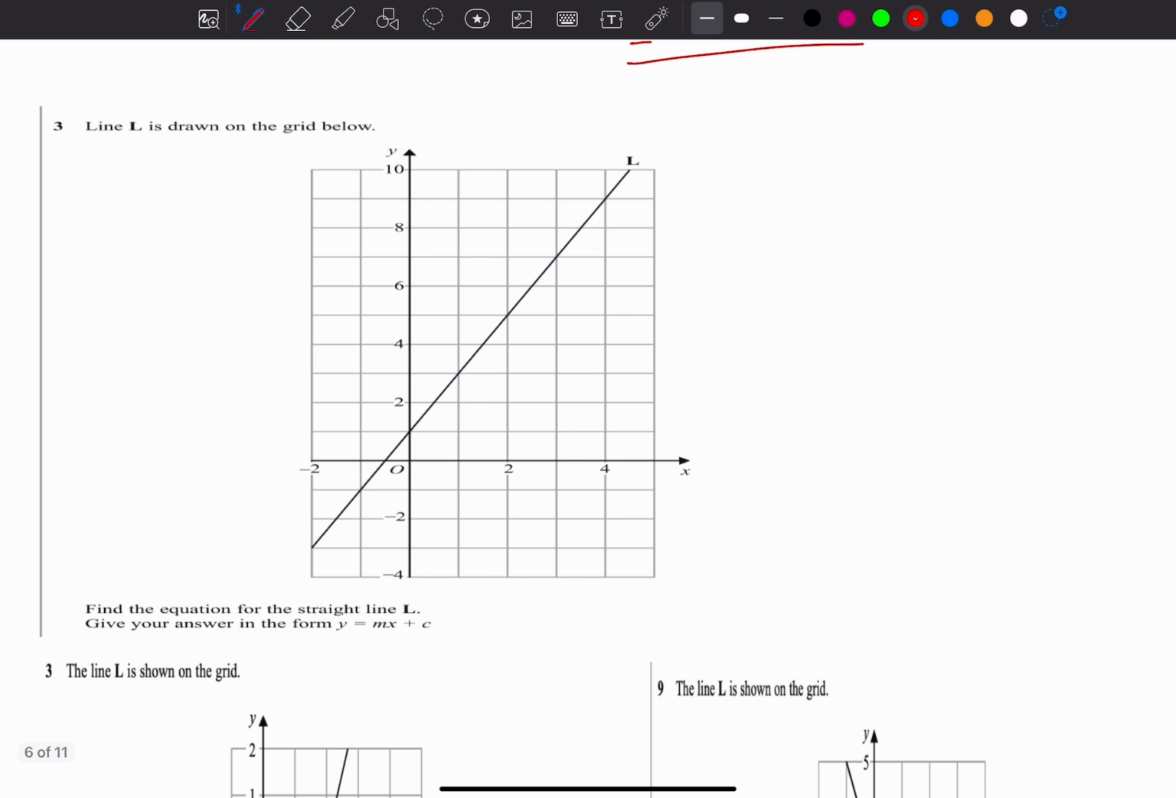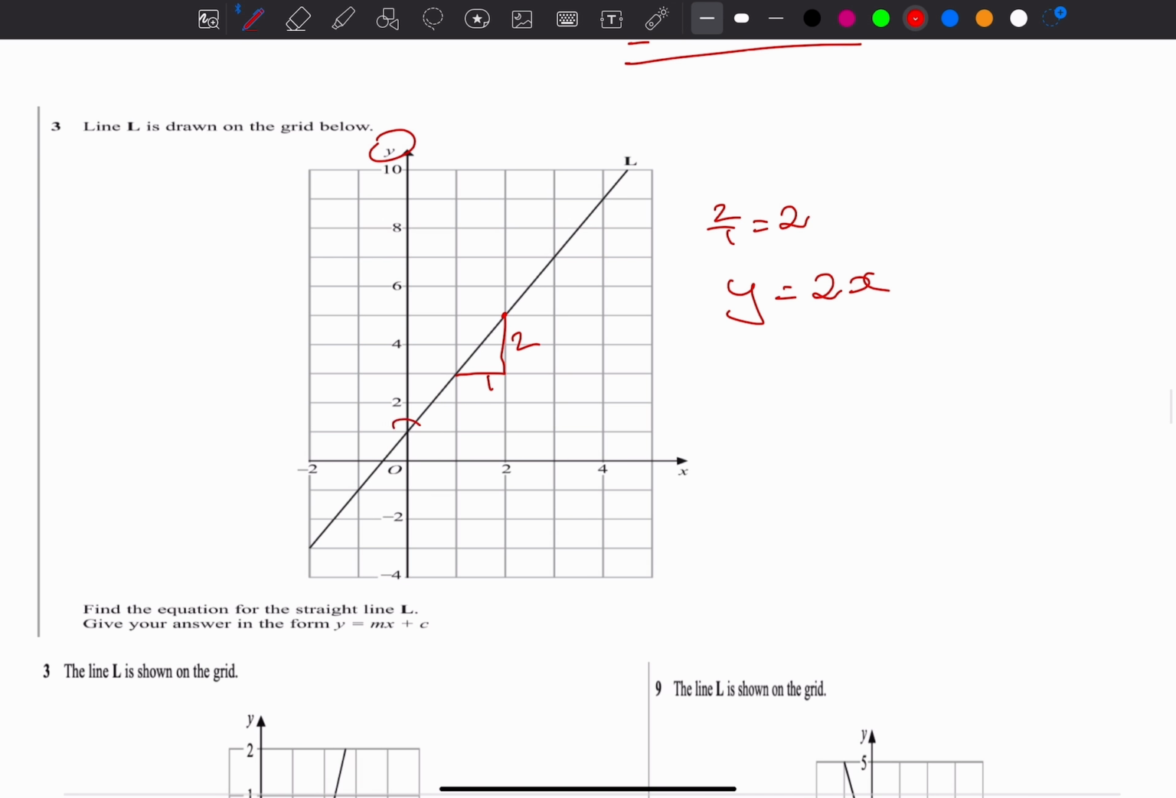The equation of this: a readable point here and here. 2 and 1, 2 over 1, that's 2, so that's y equals 2x, where it crosses your y-axis. What number? 1. y equals 2x add 1.